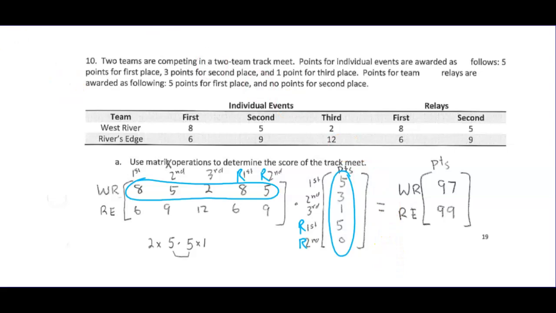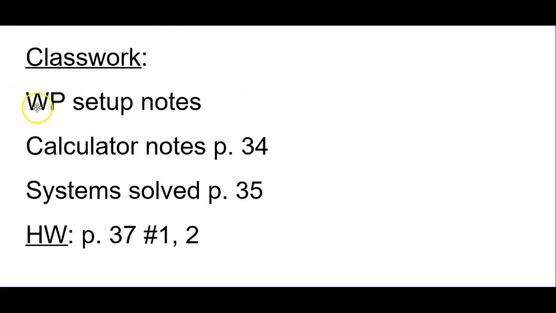Okay, so next thing, our agenda for this lesson, we need to just go back over the word problem setup to make sure everybody's clear on how to take a word problem and write it into a matrix. We need to work on a graphing calculator with some notes on page 34 and then solving systems on 35. The homework assignment will be page 37, numbers 1 and 2. You will need a TI-84 graphing calculator. So if you came to class without one, just go grab it and borrow one for the day. But you will need a TI-84 in order to do this.